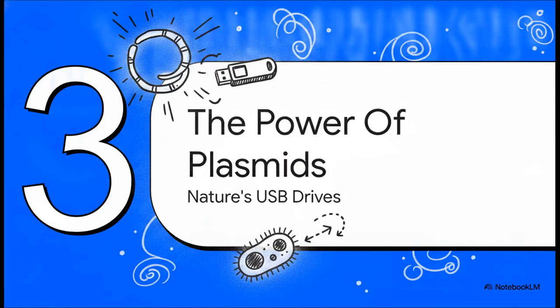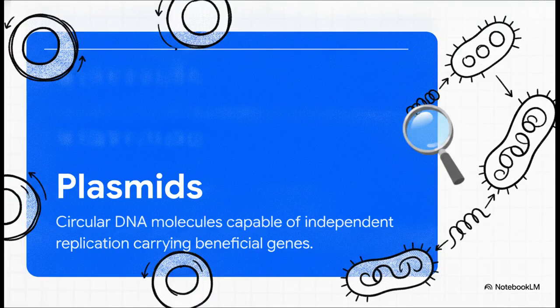Which brings us to Section 3, the power of plasmids, or as I like to call them, nature's USB flash drives. Now that we know how the transfer happens, what exactly is the cargo? What's being transferred? Plasmids are the primary delivery vehicles making a ton of this trading possible.